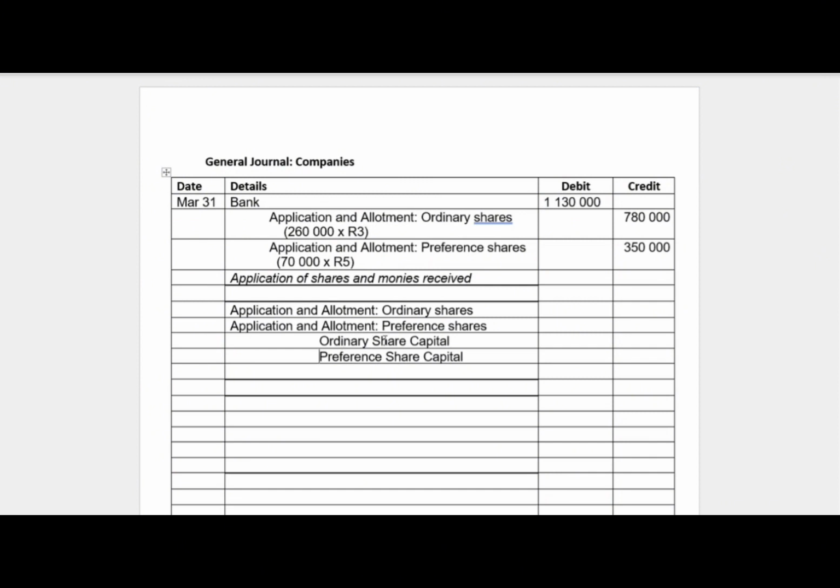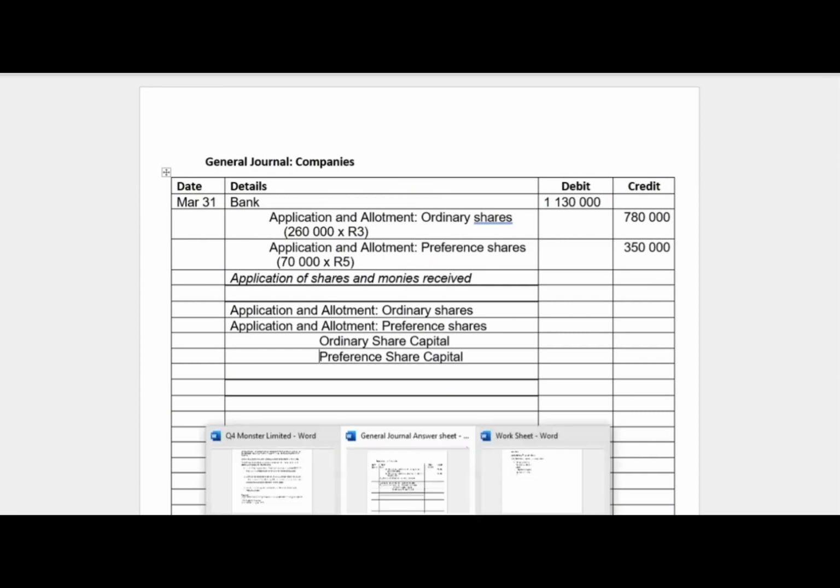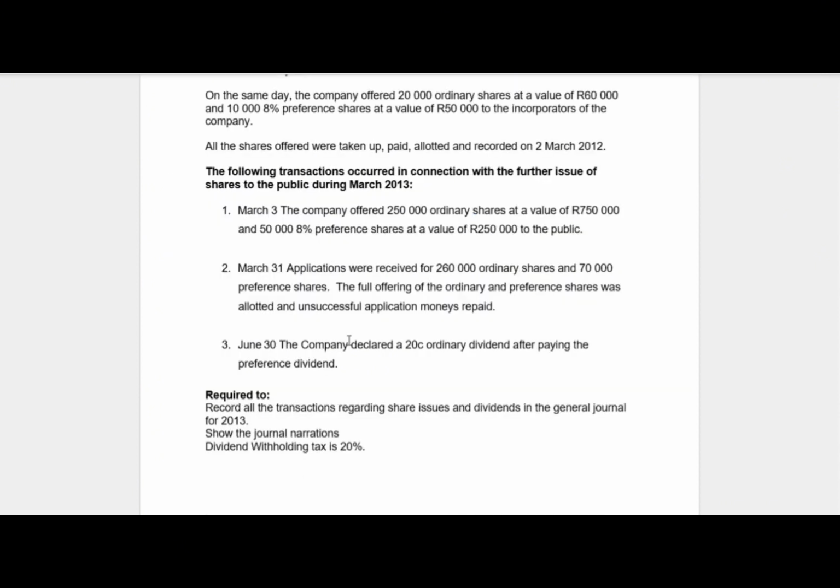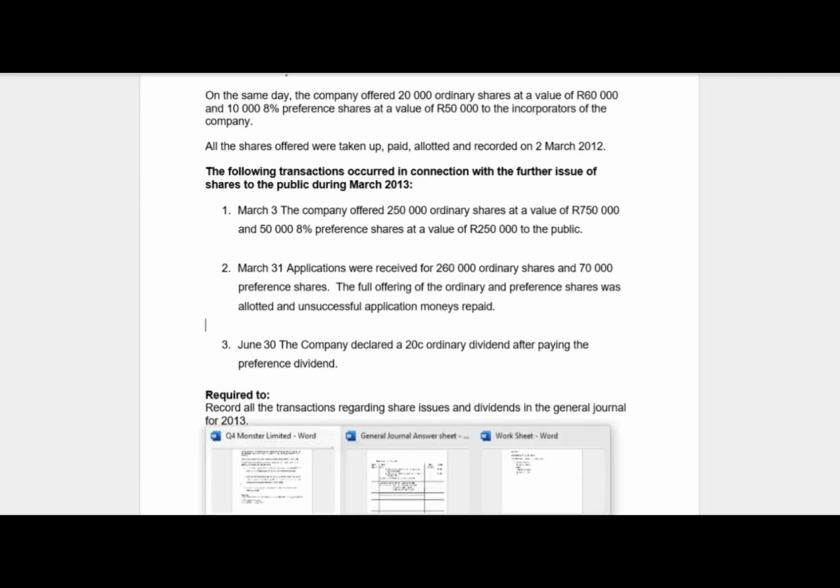So now when we record the allocation, we are allocating what? We are allocating the offered shares. So they said they've offered 250 at 750 and 250 for preference, 250,000 rand for preference, which is 50,000 number of shares. So we are going to record the allocation. When we allocate, we are allocating the ones that we are offered. Total amount that is given already. We don't have to calculate that.